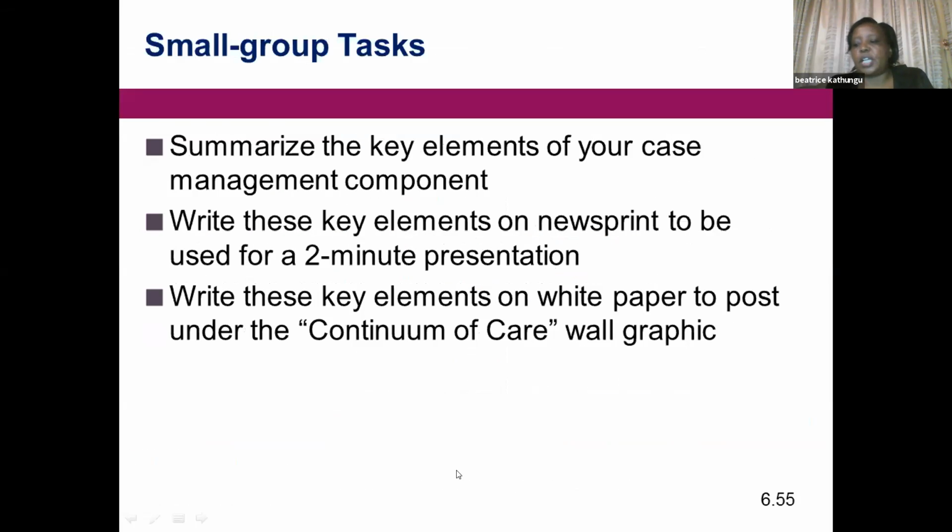So we have looked at the different elements, remember we've been looking at the elements of the continuum of care. Remember, we have said continuum of care has to do with the whole range of services that our client needs to meet their needs holistically, because we said that recovery is holistic, and therefore continuum of care is about the whole range of services our client needs.